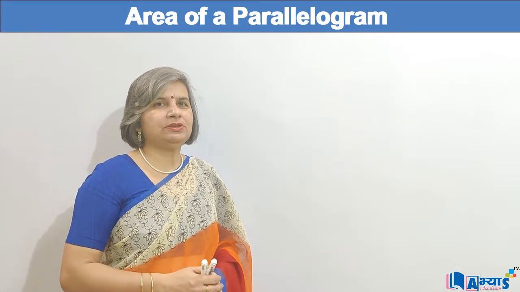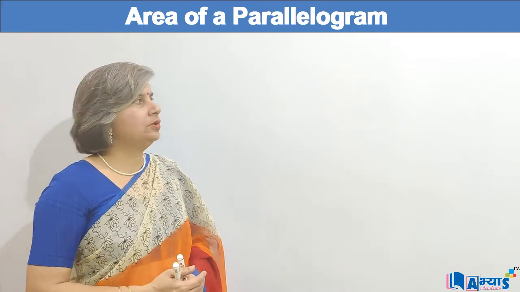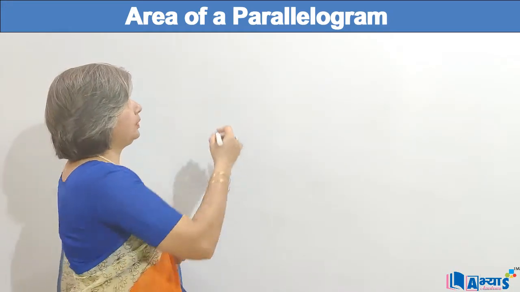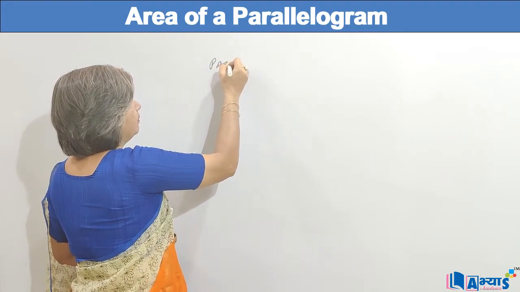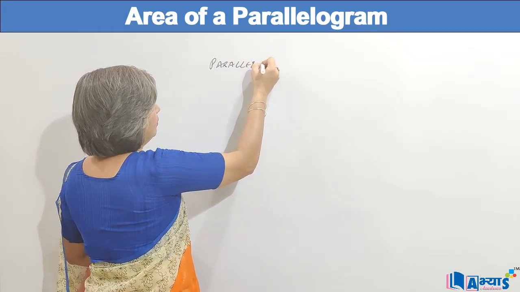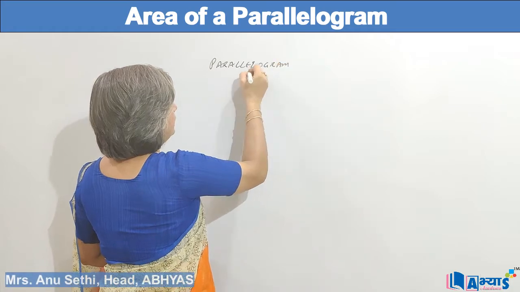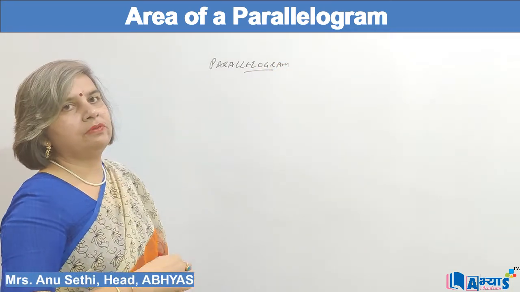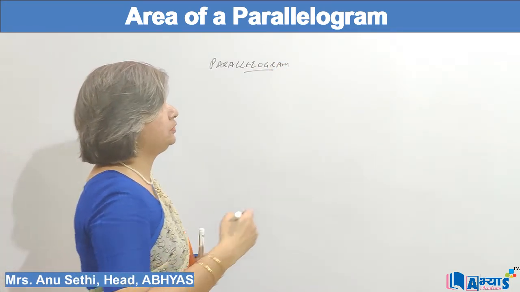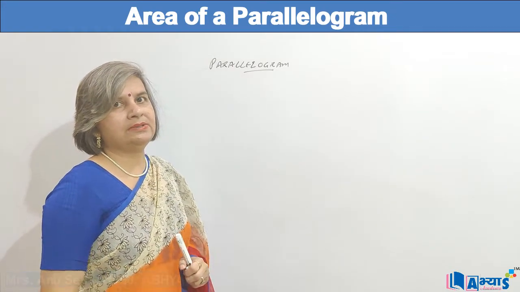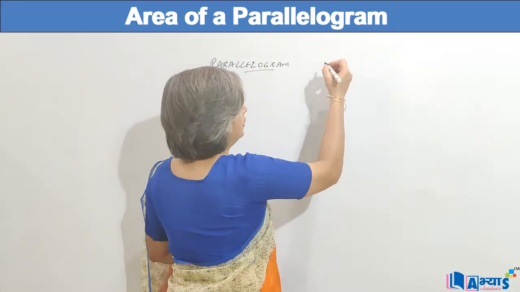I am going to discuss the concept of area of a parallelogram. So now first we should know what is a parallelogram. A parallelogram is a quadrilateral, or we can say a four-sided figure in which the opposite sides are equal as well as parallel, but the angle is not 90 degrees.